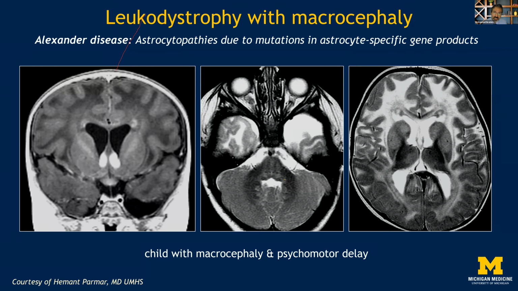Pathologically, this is an astrocytopathy process related to mutation of astrocyte-specific gene products. It results in accumulation of the GFAP or Rosenthal fibers, and this will result in a cascade of injury to the astrocytes, which will result in this appearance. This is classically seen during the infantile period, with a frontal predominance along with involvement of the basal ganglia.